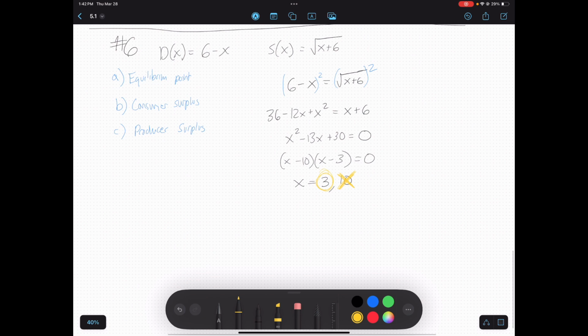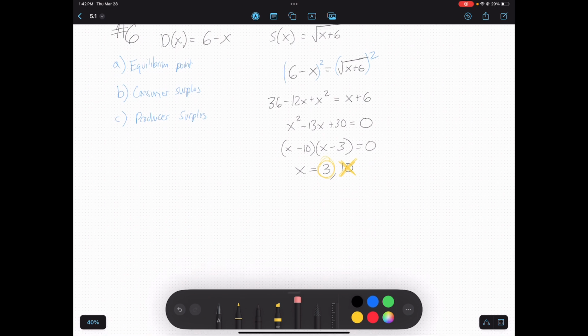So that means when I actually calculate the consumer surplus and the producer surplus, let's just start with the consumer surplus. I'm going to take the integral of my consumer demand equation, right? That's my D of x. What are my bounds? I always start at 0, and my equilibrium point tells me where I'm going to stop. So I'm going to go from 0 to 3 of 6 minus x dx, and then, of course, I subtract the actual amount I earn.